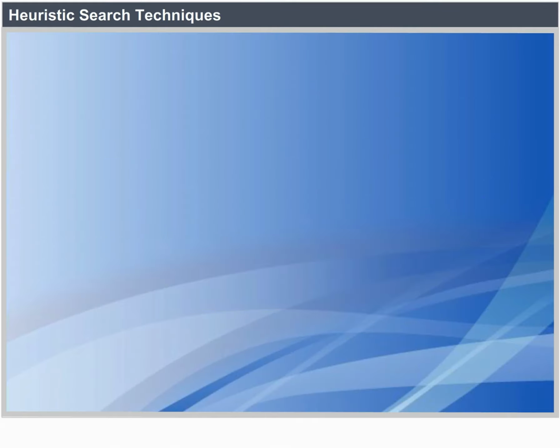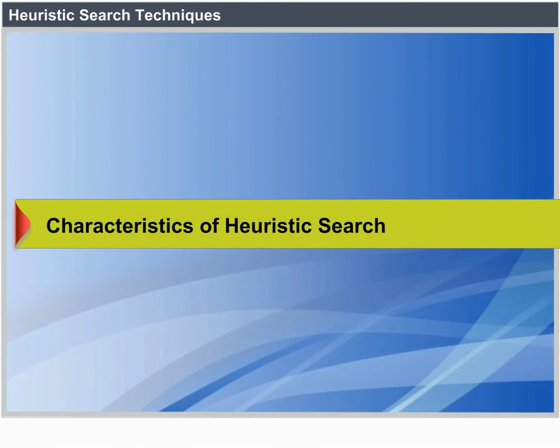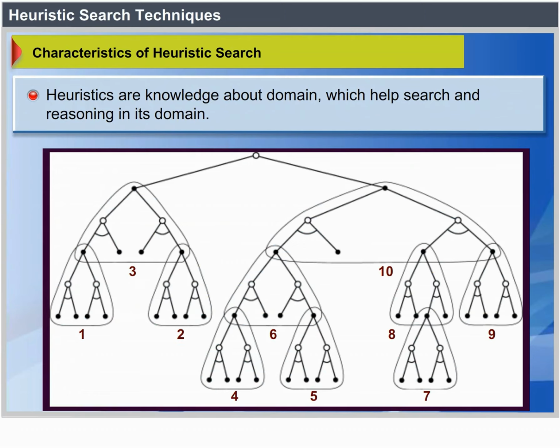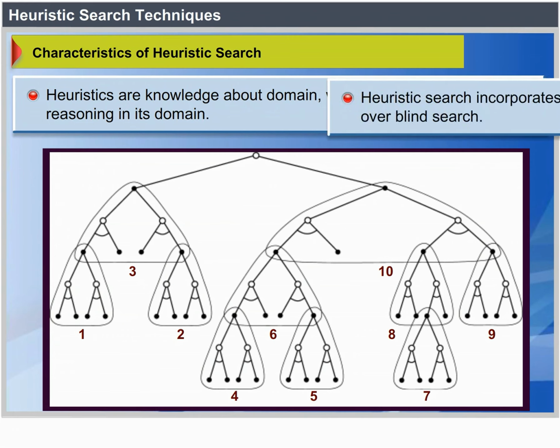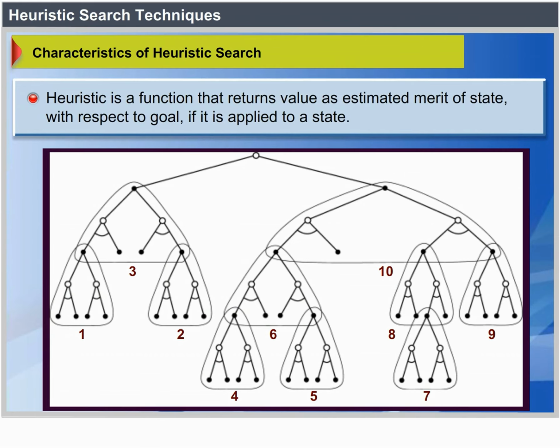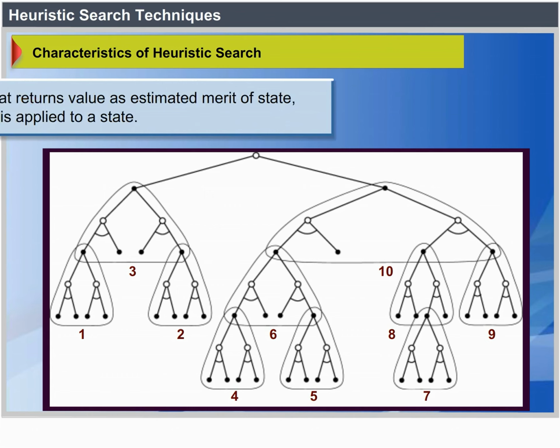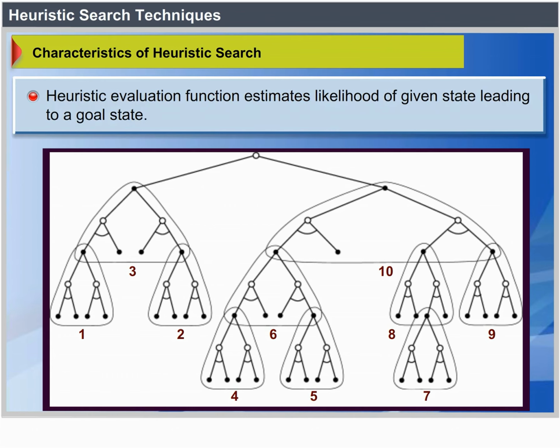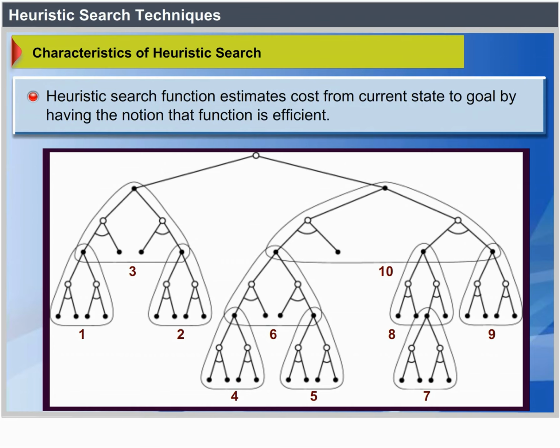Characteristics of heuristic search. Heuristics are knowledge about the domain, which helps search and reasoning in that domain. Heuristic search incorporates domain knowledge to improve efficiency over blind search. A heuristic is a function that, when applied to a state, returns a value as the estimated merit of the state with respect to the goal. A heuristic evaluation function estimates the likelihood of a given state leading to a goal state. A heuristic search function estimates the cost from the current state to the goal, on the notion that the function is efficient.